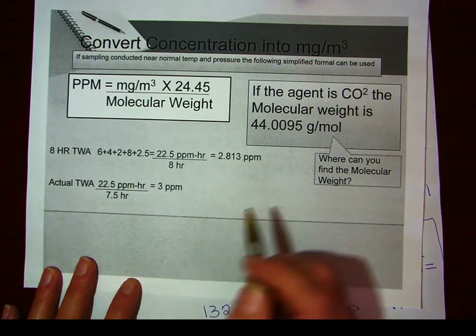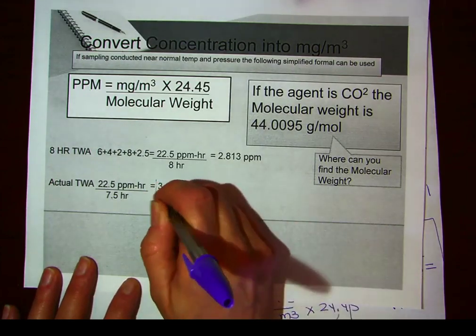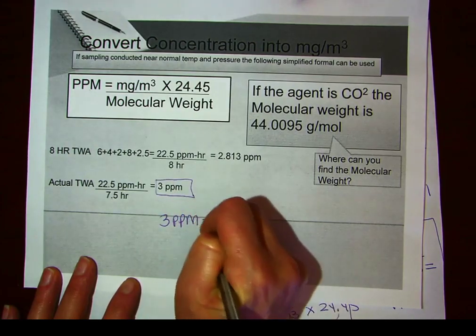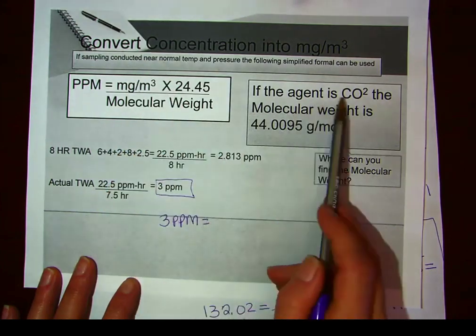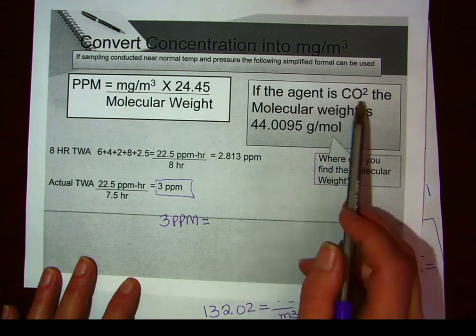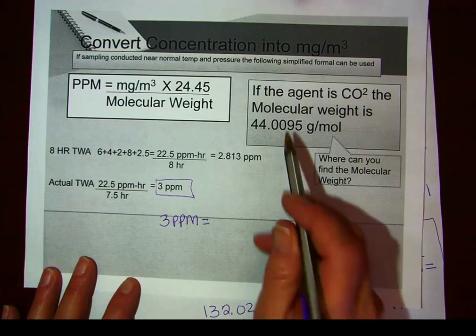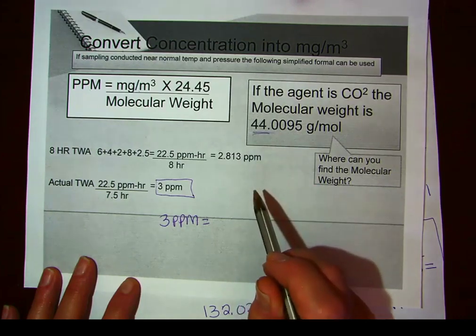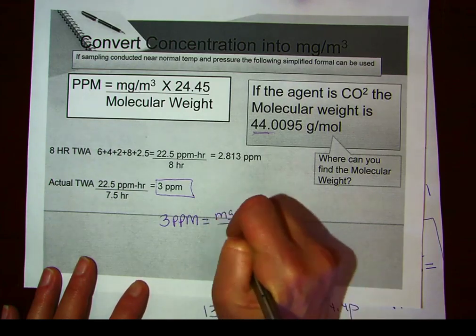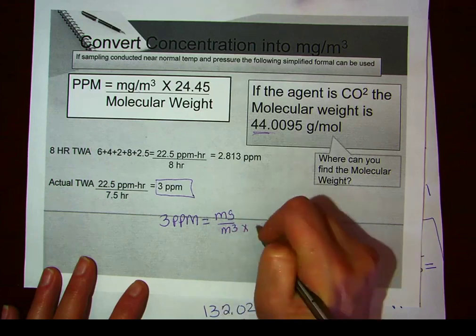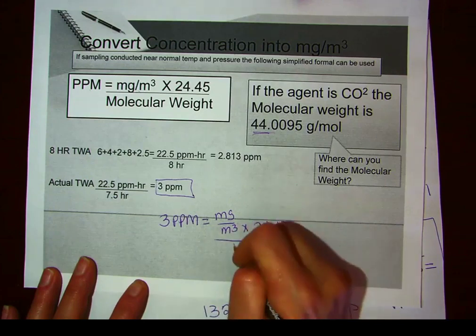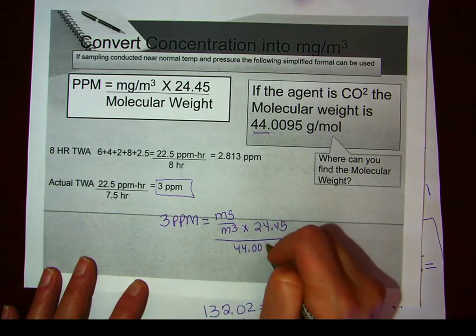And I may set this up differently than you would. I am only now starting to understand the Common Core. So I'm going to use this 3 parts per million, and I'm plugging it into this equation, assuming I had carbon dioxide, whose molecular weight is 44.0095 grams per mole. So here's my unknown. And this does, of course, assume that we're close to normal temperature and pressure.